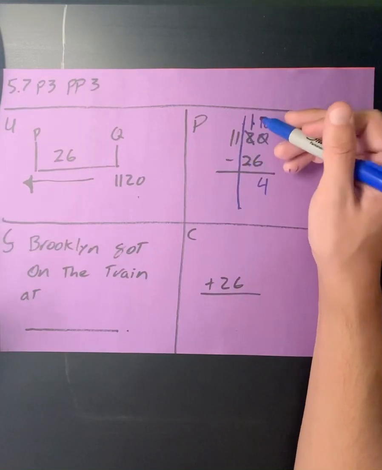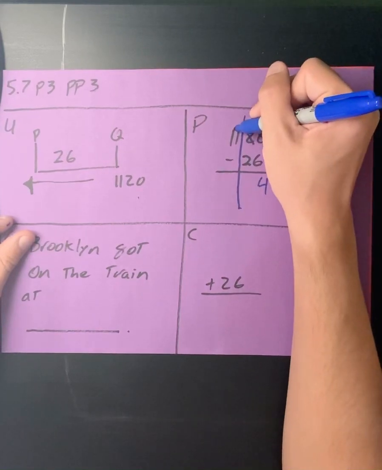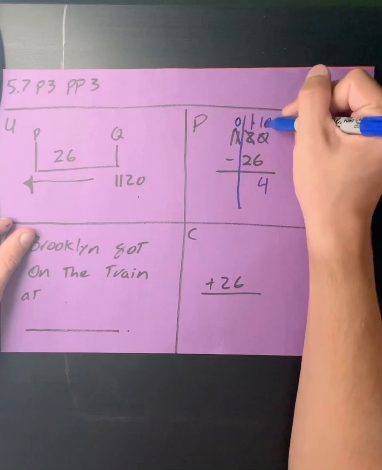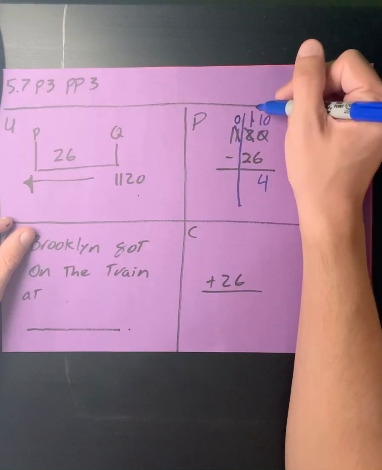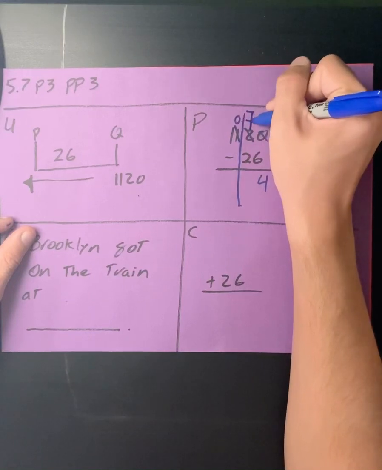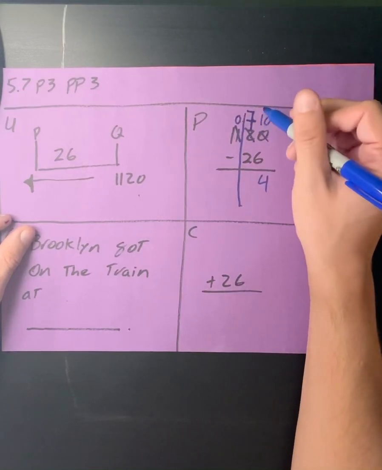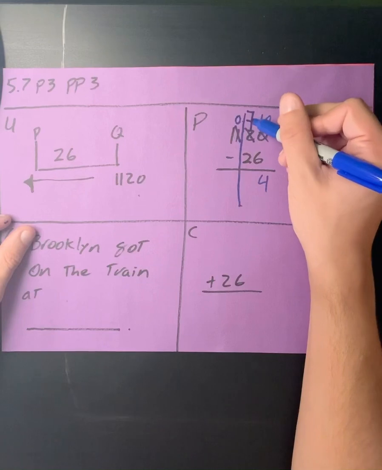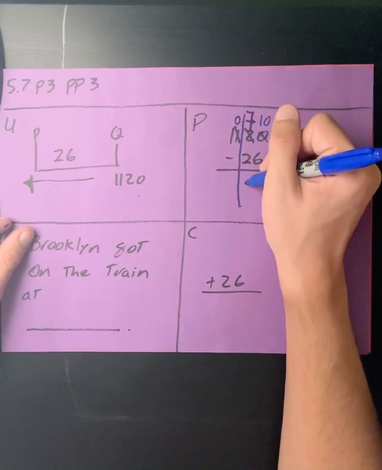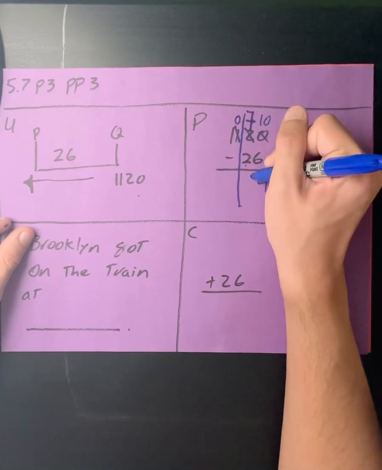10 minus 20, I can't do that, so I'll need to regroup from my hours. Okay, if I regroup 1 hour, that becomes 60 minutes. 60 plus 10 makes that 70. Okay, so now I'm subtracting 70 minus 20. 7 minus 2 is 5. 70 minus 20 would be 50.